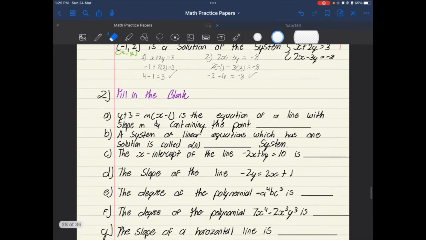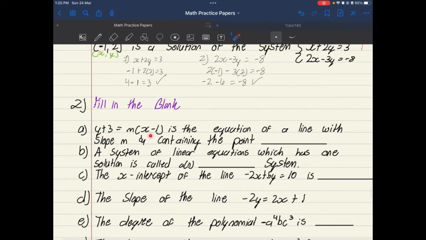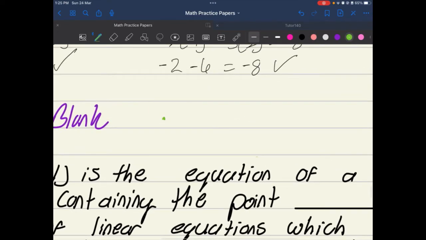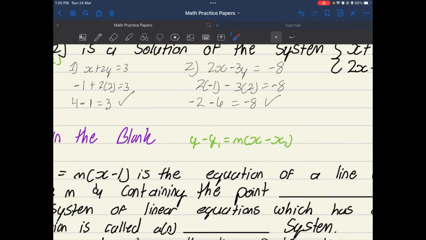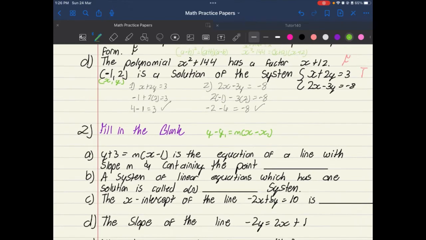Okay, so moving on. y plus 3 equals m, x minus 1 is the equation of a line with slope m and containing the point blank. So let's recall the point-slope formula, which is y minus y1 equals m, x minus x1, right? We could derive the points from this formula because we have these 2 points right here. They give us our points x and y, right? Because we'd substitute these points into this to find the equation of a line.